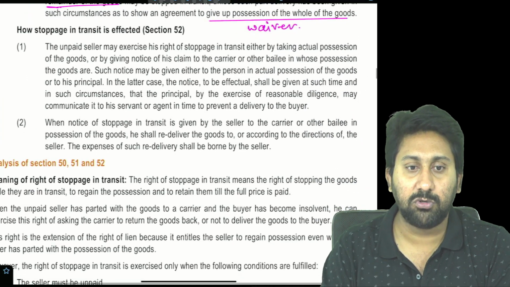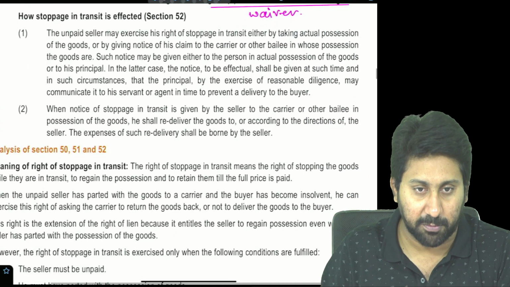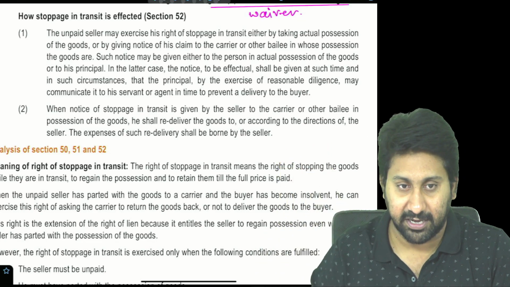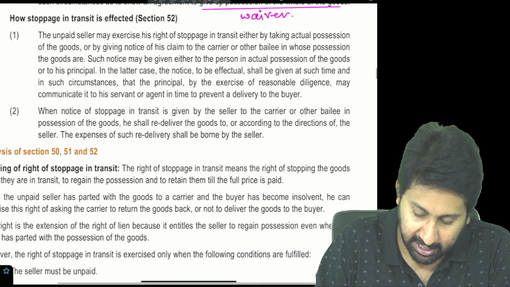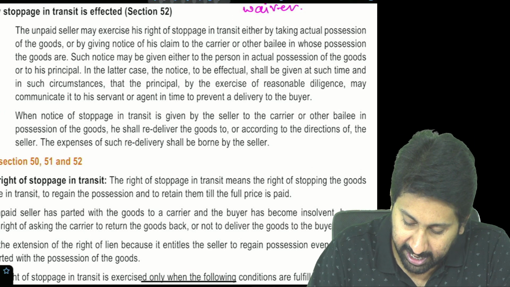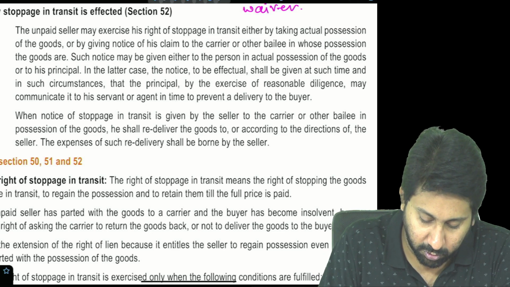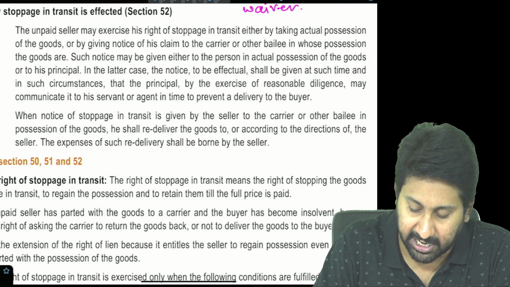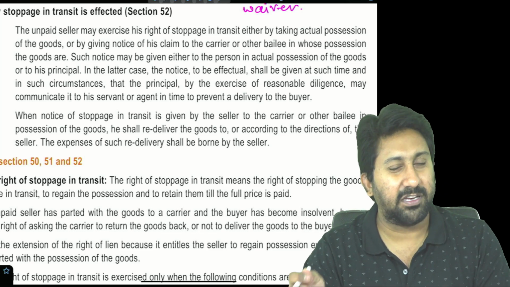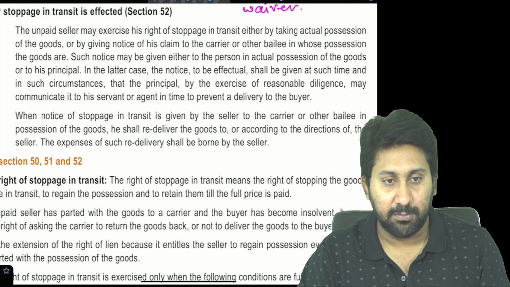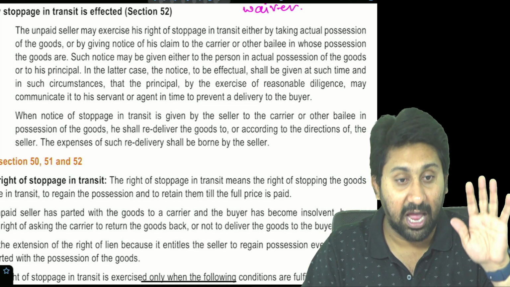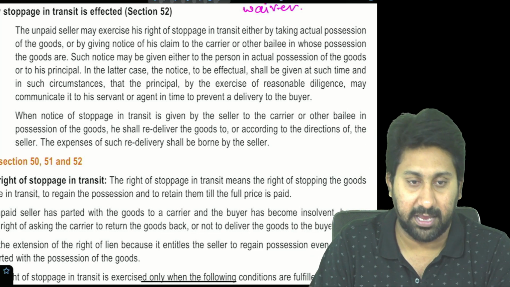Next. How stoppage in transit is effected. Means what is the process of stopping in transit. The unpaid seller may exercise his right of stoppage in transit either by taking actual possession of the goods or by giving notice of his claim to the carrier or other bailee in whose possession the goods are. If it is small goods, I can take possession. If it is already with the carrier or any other warehouse, I will ask them, keep it with you, don't send to the buyer.